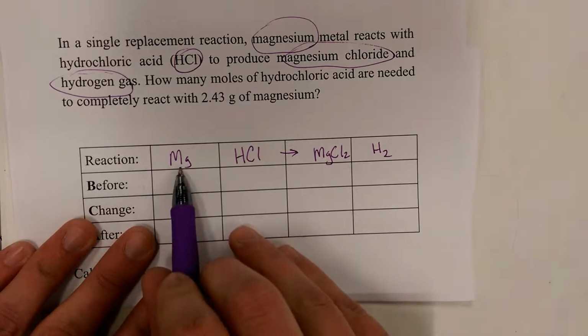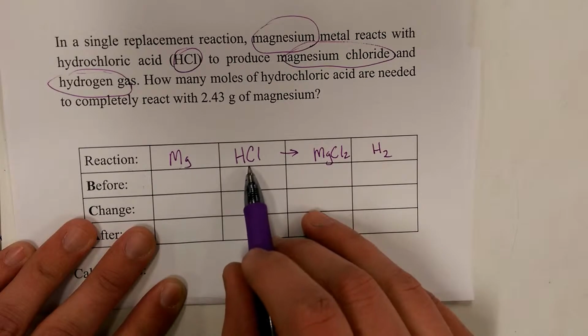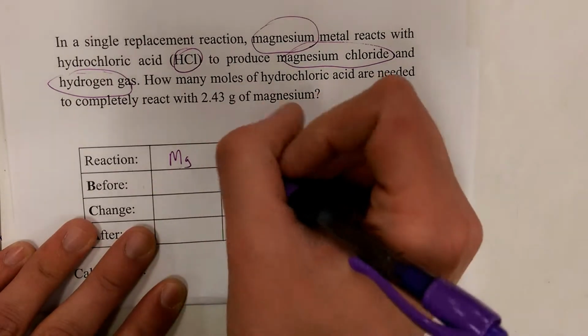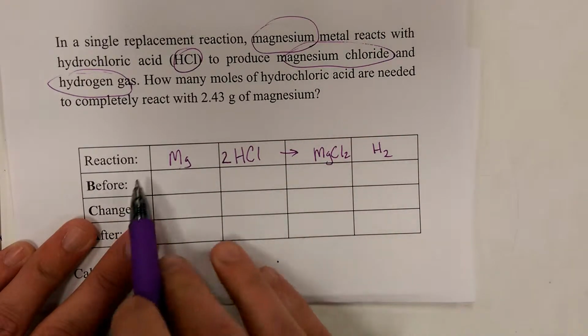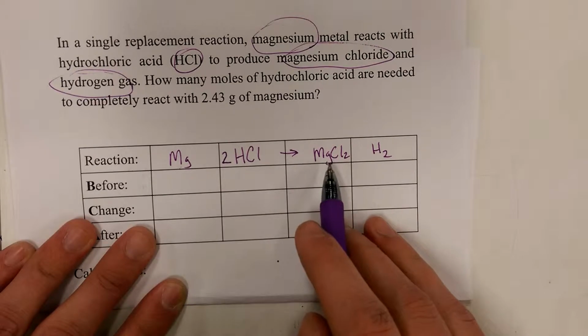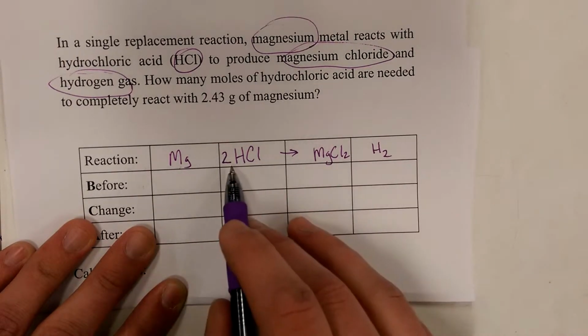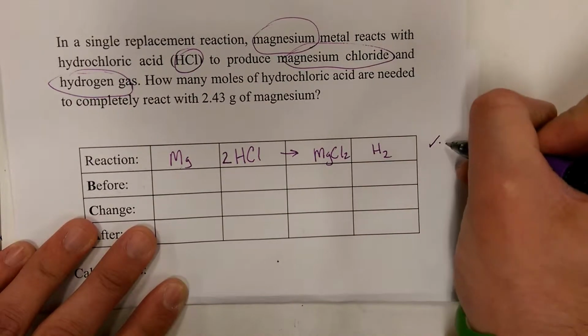So I've got one magnesium on the left, one magnesium on the right. We're good to go. One hydrogen on the left, two hydrogens on the right. So we have to make sure that we have an equal number on the other side. So let's go back to start. One magnesium, still okay. Now I've got two hydrogens and two hydrogens. That's good. I've got two chlorines and two chlorines, so everybody wins. This is a balanced reaction.